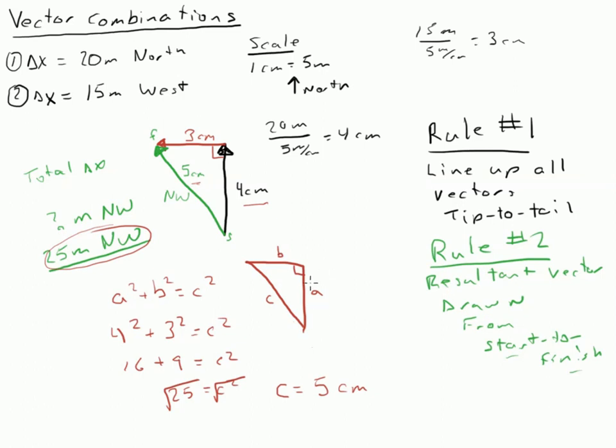So as you can see, we can take vectors that go in the same direction, vectors that go in opposite directions, and specifically we're looking at vectors that are at right angles to each other. You can do any angles, but these are the 3 main ones that we're going to be focusing on. And so that's how we do our vector combinations.